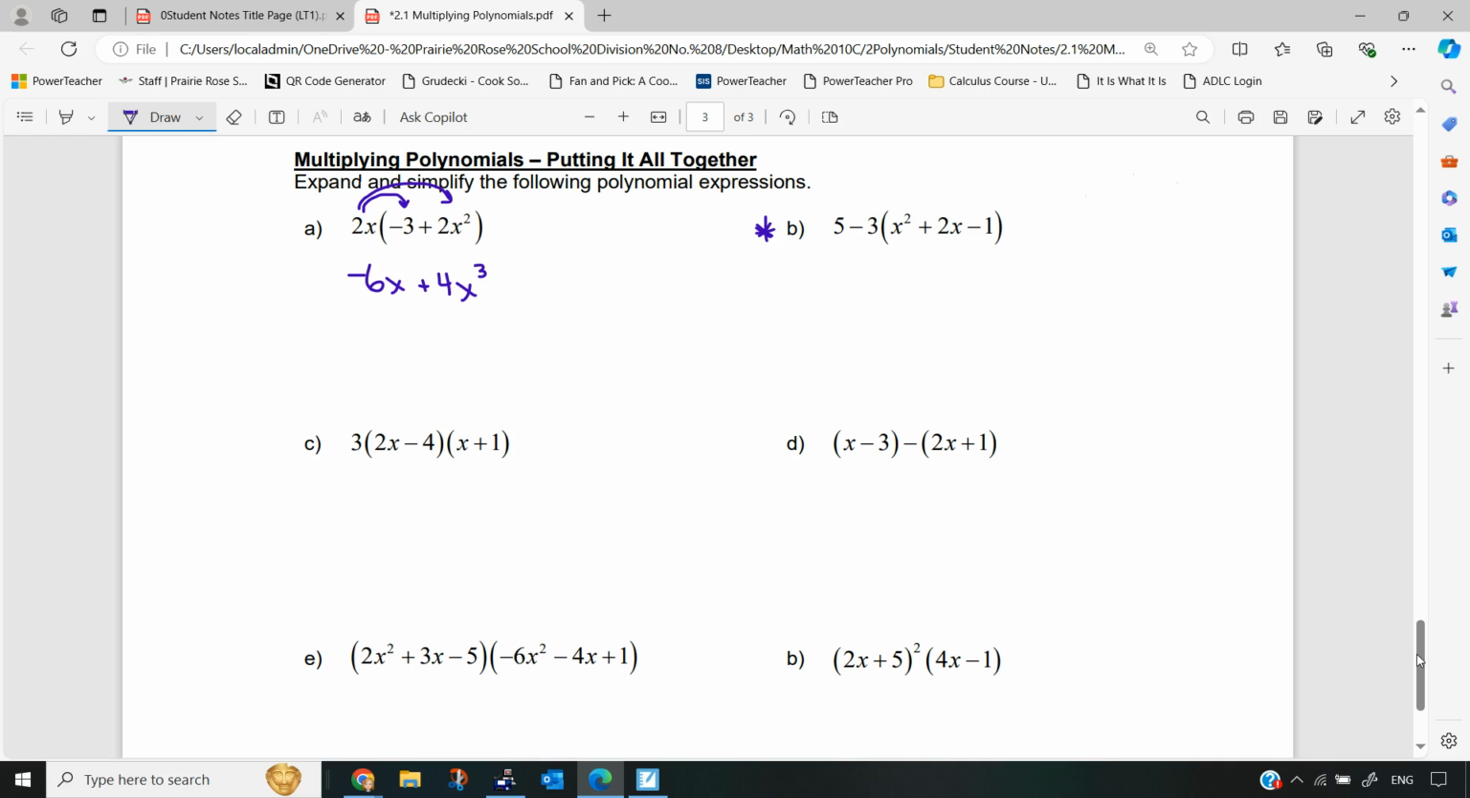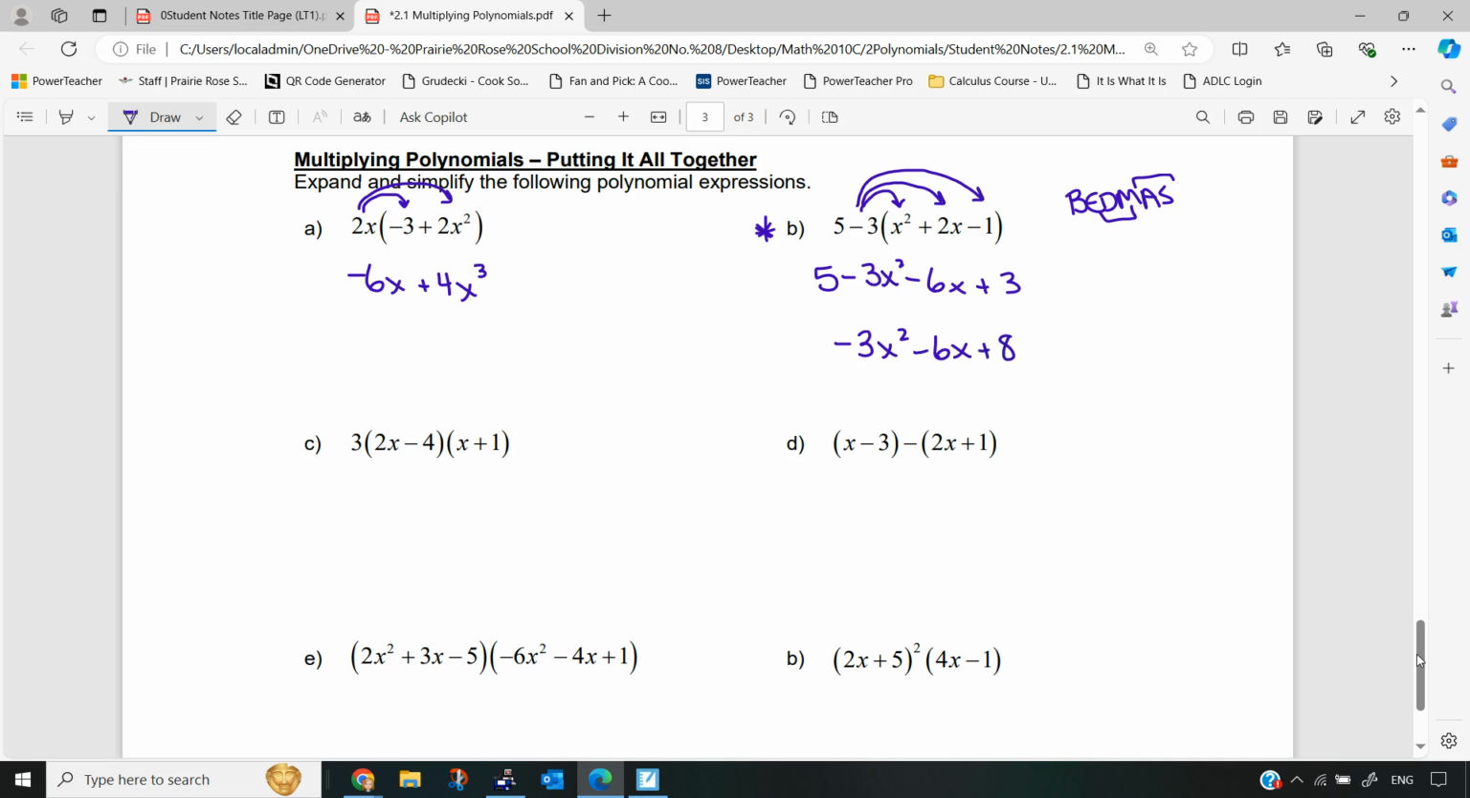Often they want to go 5 minus 3, and that would not be correct because if you remember, we need to follow order of operations, which says that we need to divide and multiply before we add and subtract. So instead of going 5 minus 3, we need to distribute that negative 3 through the brackets. So I'm going to have 5 minus 3x squared, and then negative 3 times positive 2x is negative 6x, and then negative 3 times negative 1 is positive 3. Then combining like terms, and again keeping everything in algebraic order, I'm going to have negative 3x squared minus 6x, and then 5 plus 3 is 8.